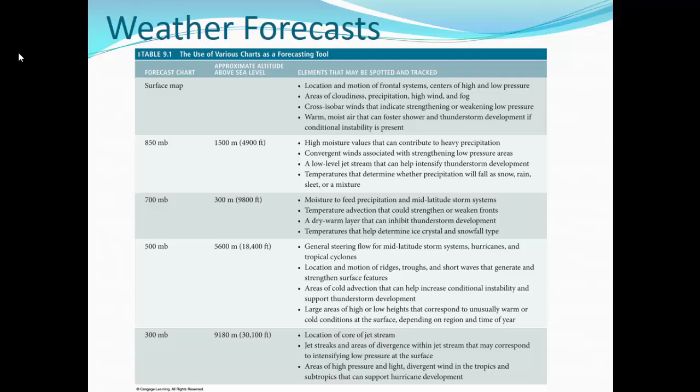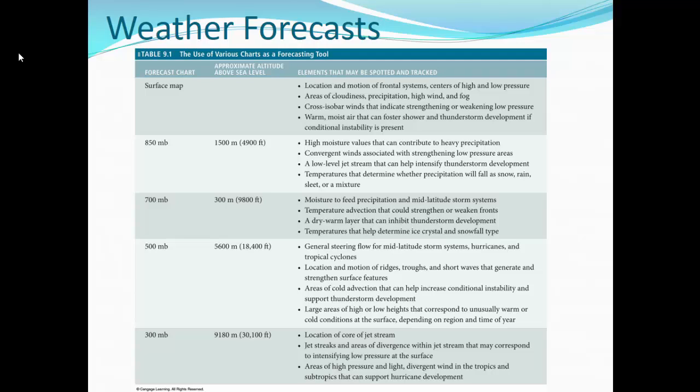And here's a pretty good indication of how you're going to use those charts. We've looked at lots and lots of surface maps, and we know that's where you find the location of frontal systems, highs and low pressures. We can determine where the isobars across the winds, indicating strengthening or weakening low pressure. We can see warm and moist air that may give us a shower and thunderstorm development. At that 850 millibar level, we can see where high moisture values are coming in to produce heavier precipitation. We can see what's called the low-level jet that may be feeding moisture into thunderstorm development.